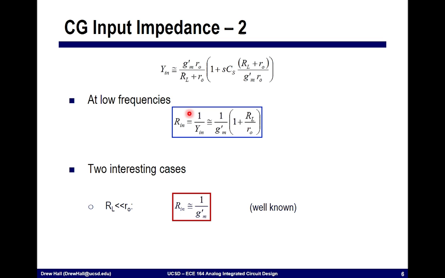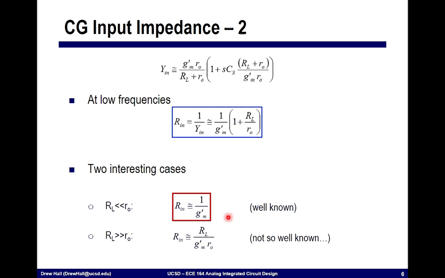So the two interesting cases, just to highlight them again here. If we have RL, that is the load resistance, much, much less than the output impedance of our transistor r0, the input impedance is 1 over gm prime. And this is a fairly well-known equation. Most people, if you ask them the input impedance of a common gate stage, this is what they'll tell you.